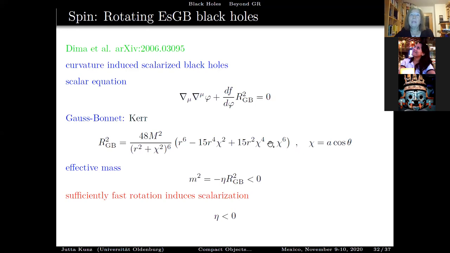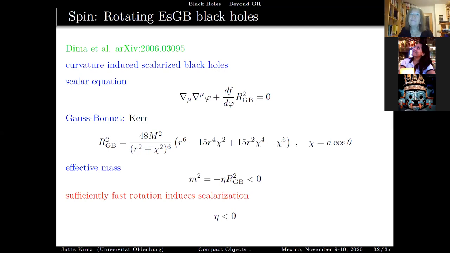But we do have the case of spontaneous curvature-induced scalarization. But now, having these minus signs, they were thinking, wouldn't it be possible that we also have a scalarization when we reverse the sign of this whole thing? So when we take a coupling constant with a different sign. So far, we always looked at the plus to get this effective mass. But now, because of rotation, it could be possible that we can also scalarize if we have sufficiently fast rotation.